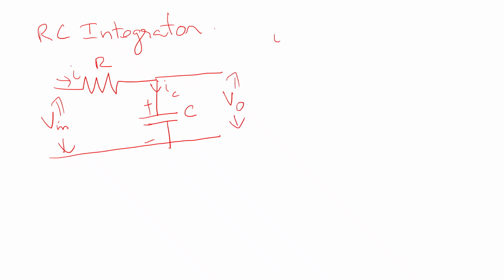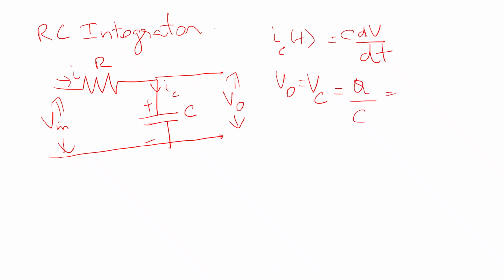So, calculating this, the capacitor current is given by C dV by dt. The output voltage V naught is equal to the voltage across the capacitor because the capacitor is connected across the parallel path. V naught is equal to Vc, which is equal to charge by capacitance, Q by C, which is equal to integral of I dt by C, which is equal to 1 by C integral of I dt.